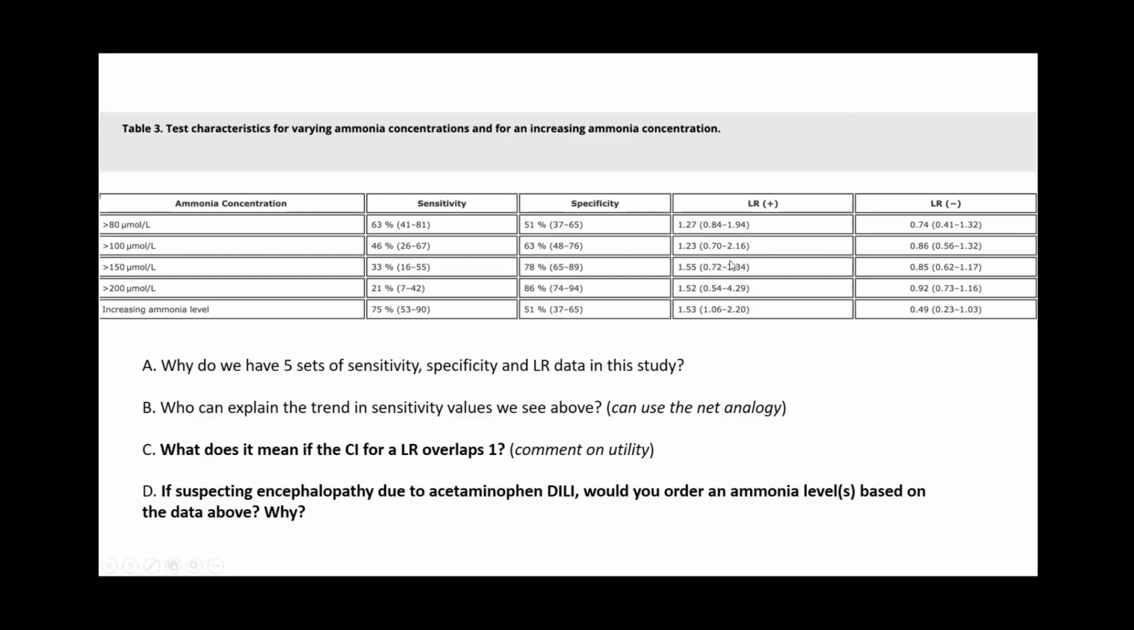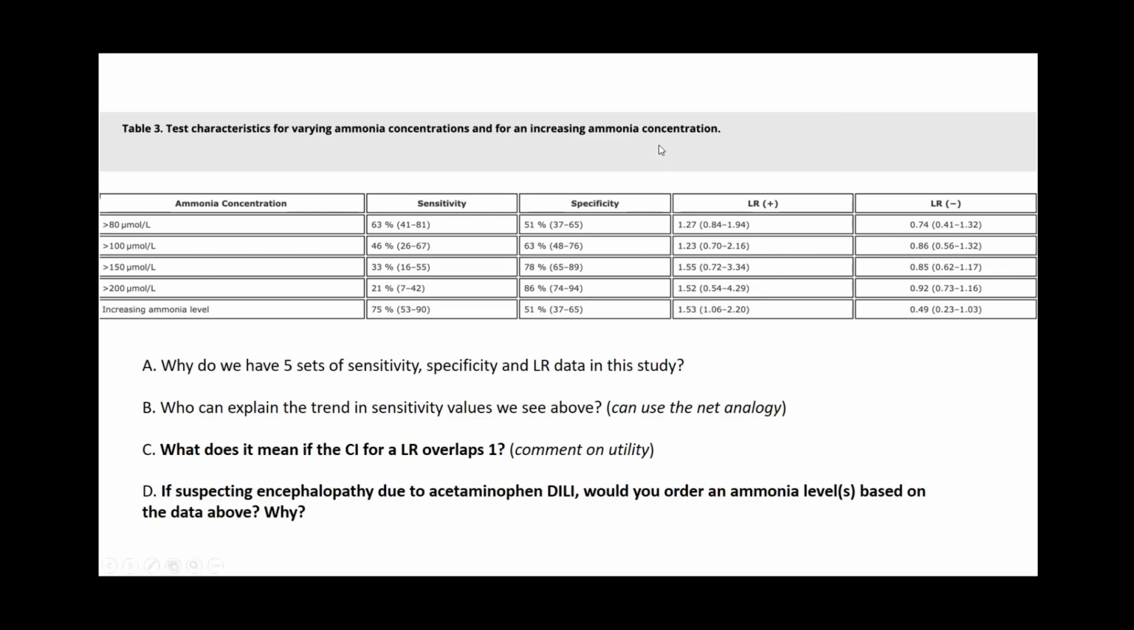So looking at our data here, is there any utility for any of these cutoffs in ordering an ammonia level in this case? Does anyone want to answer? Would you order an ammonia level for this patient on the floor? And if so, why? Or why wouldn't you? Based on this, I would say no, because all of them overlap with 1. Can you say because it's not statistically significant?